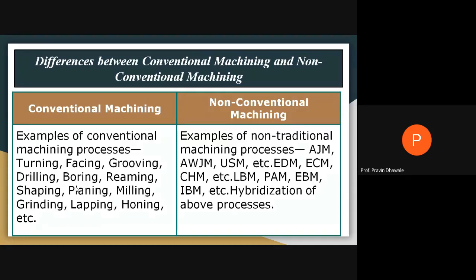This slide gives examples of conventional machining processes like turning, facing, grooving, drilling, shaping, planing, milling, grinding, honing. And this slide gives examples of non-traditional machining like abrasive jet machining, abrasive water jet machining, ultrasonic machining, etc., or hybridization of the above processes. Write the examples of conventional machining processes and non-conventional machining.